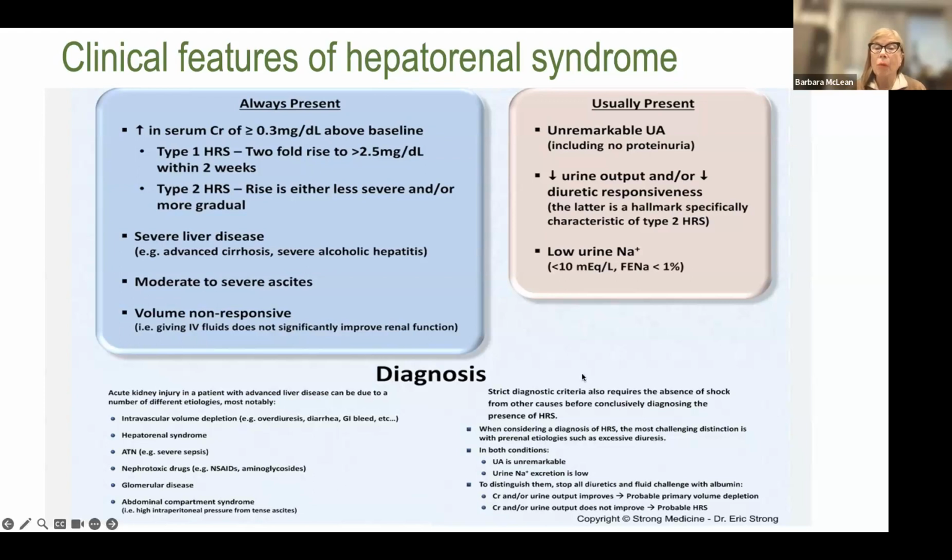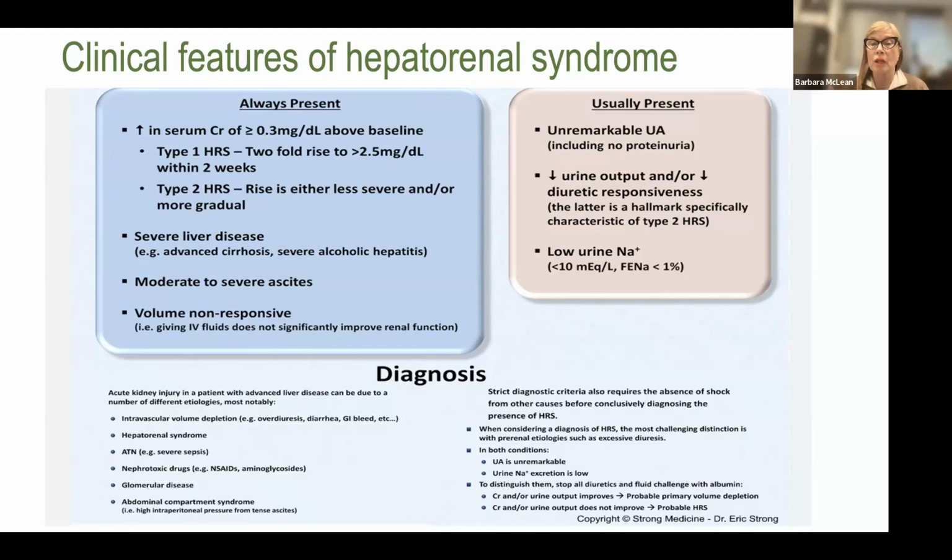So very important that I want to make sure you appreciate hepatorenal syndrome is a syndrome of exclusion. We cannot diagnose it absolutely. You have to rule out other differentials. So really, really important to rule out differentials. You must have the absence of shock from any other cause before you can assume that you have hepatorenal syndrome.